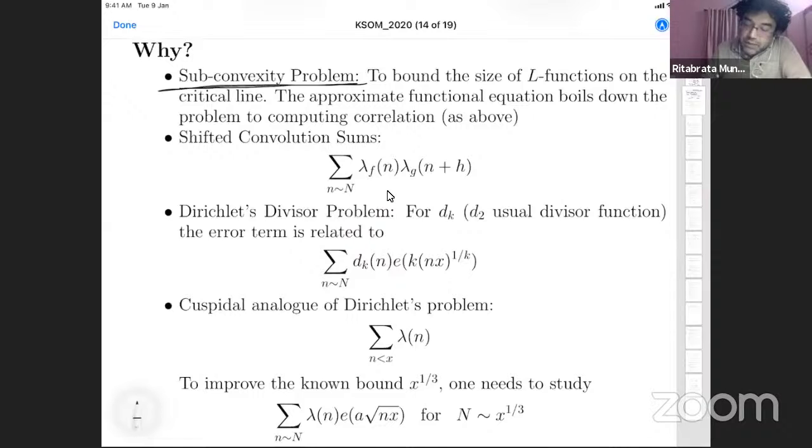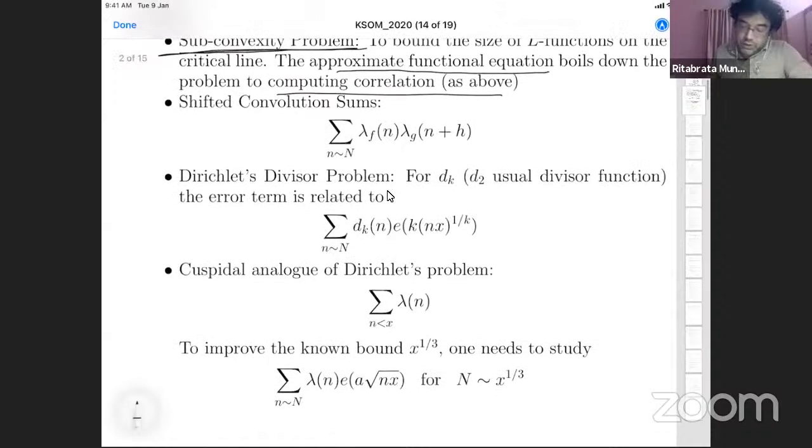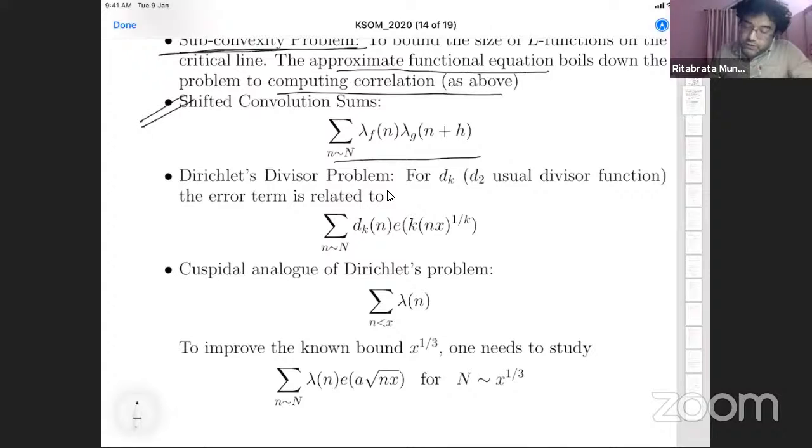So there is something called an approximate functional equation, which comes from the functional equation of the L function, which boils down the problem to computing certain correlation, as you'll see. Okay, so the other problems that are related to computing arithmetic correlations are, for example, the shifted convolution sum problem. This is also something which is related to subconvexity. If you are using the moment method to study subconvexity, this type of sums arise naturally over there.